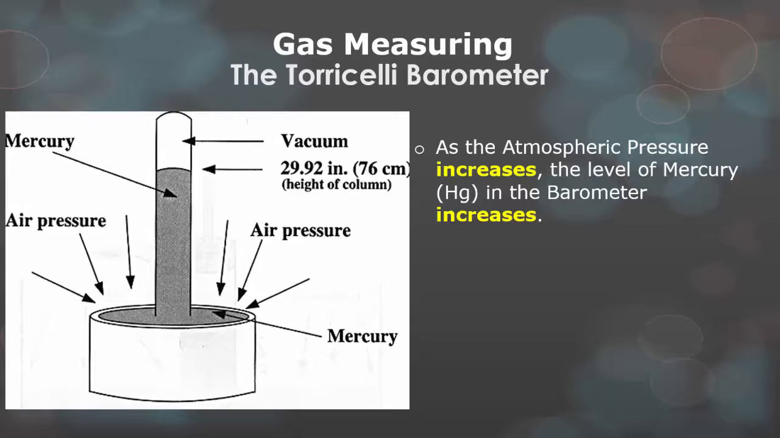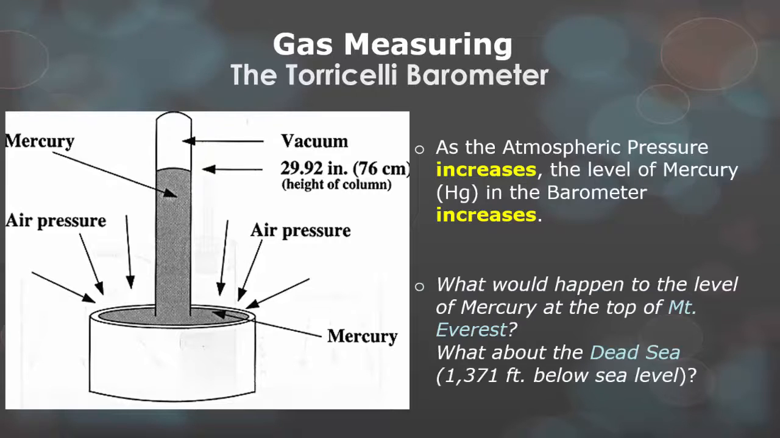So we can measure gases by using a Torricelli barometer. As the atmospheric pressure increases, the level of the mercury in the barometer increases. So Mount Everest is really high in the atmosphere. Since it's really far away from sea level, there's going to be less gas, which means you have a low atmospheric pressure. Therefore, the level of mercury should fall. There should be less in the column.